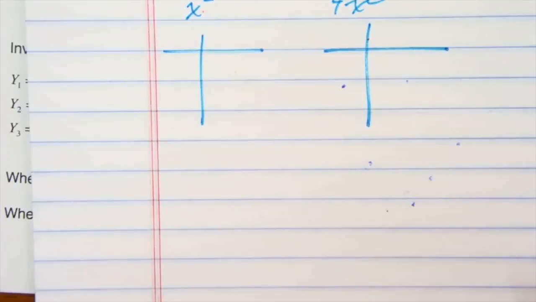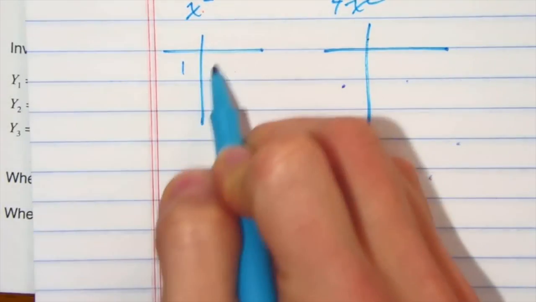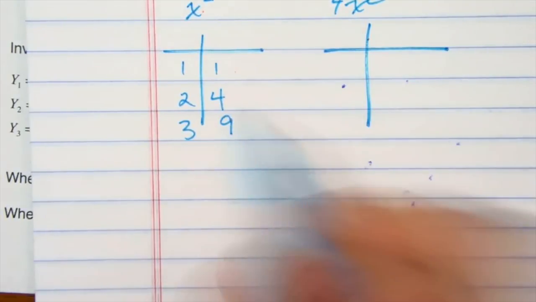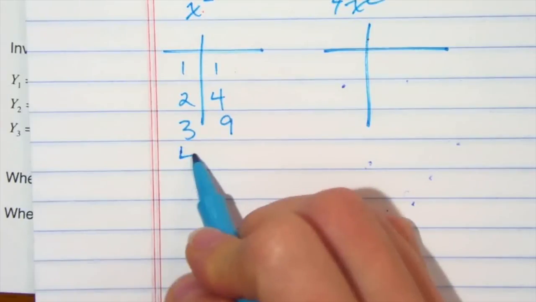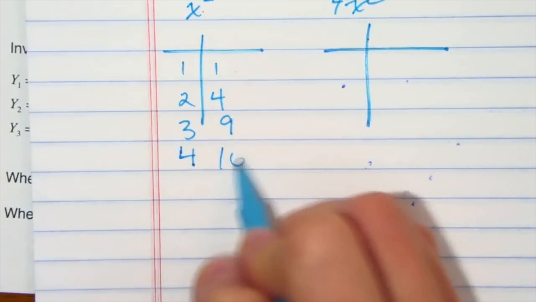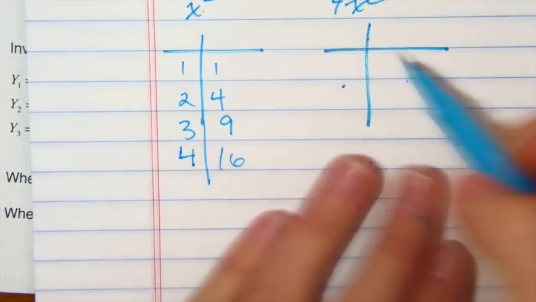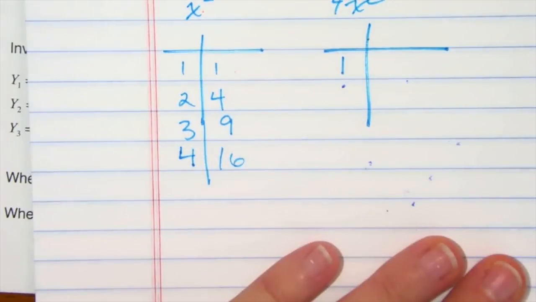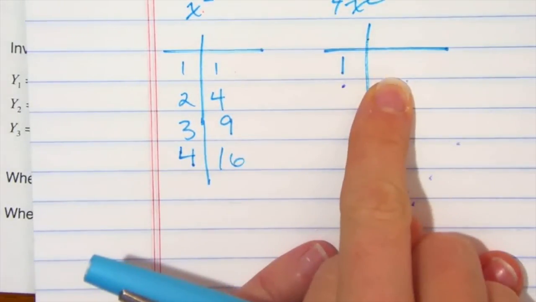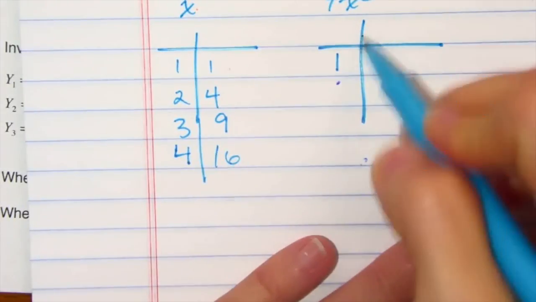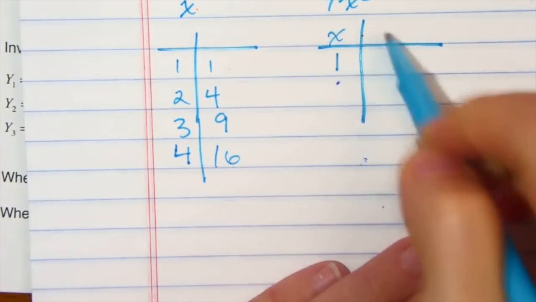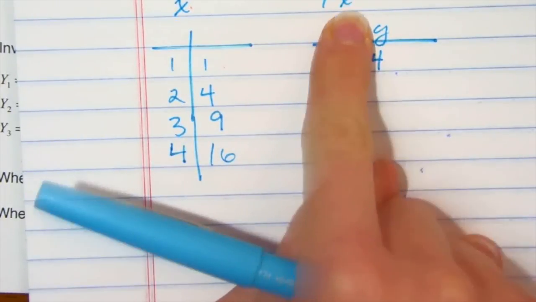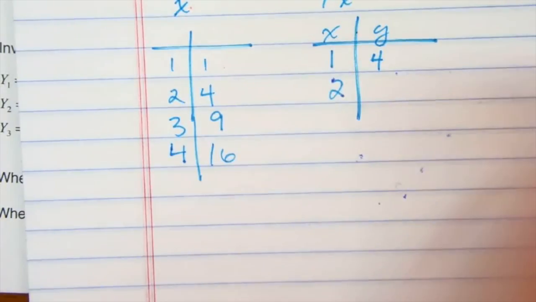Okay, so for x squared, I know I have the points 1, 1, 2, 4, 3, what? 3, 9, and what would the next one be? 4, 16. Perfect. So we have these points. If I do 4x squared, what's going to happen is when I plug in 1, what am I going to get for y? If I plug in 1 for x, so this is x, this is y, it's going to be 4, because that's 4 times 1. And if I plug in 2, then we're going to get 16.